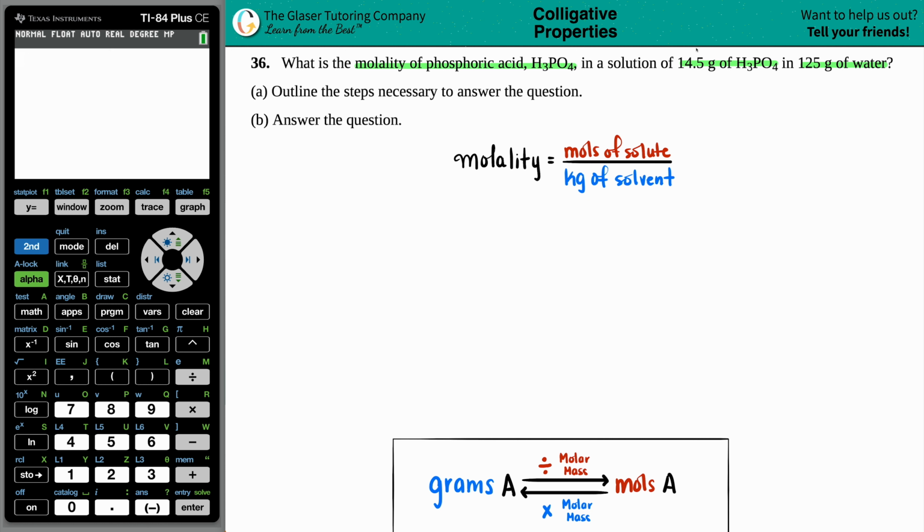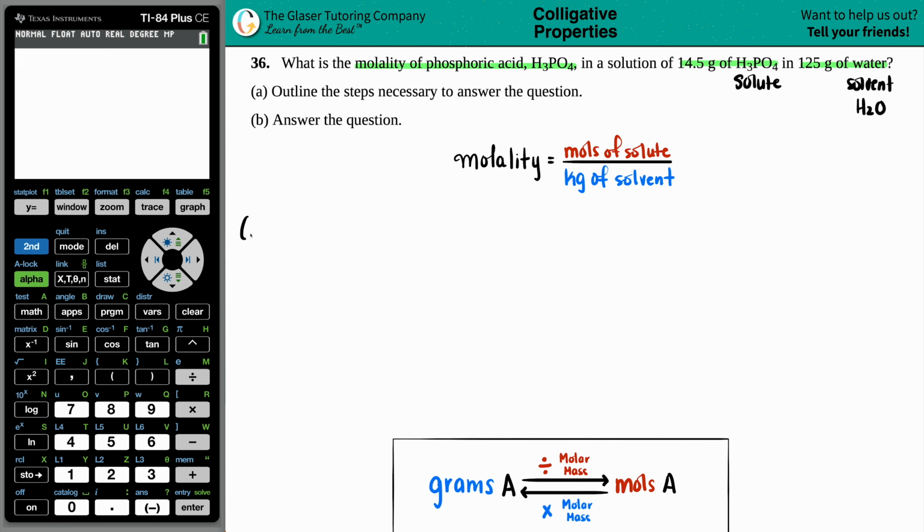Now, in this case, they told us that we had 14.5 grams of the H3PO4 that is being placed in, so the H3PO4 is going in the water. The solute always goes in the solvent. So the H3PO4 has to be the solute, and the water, which is H2O, has to be the solvent. So now we just have to make sure that we have the right units.